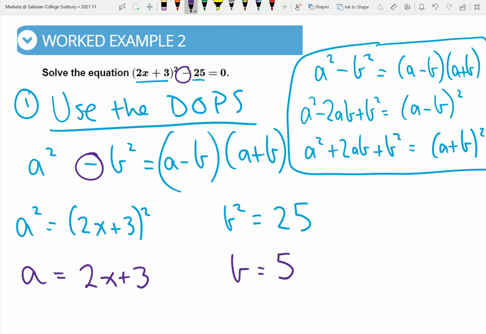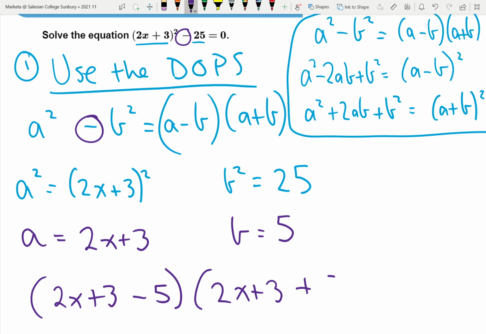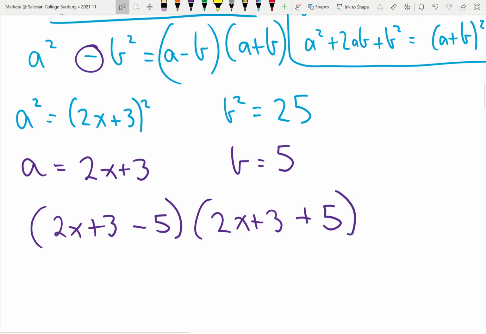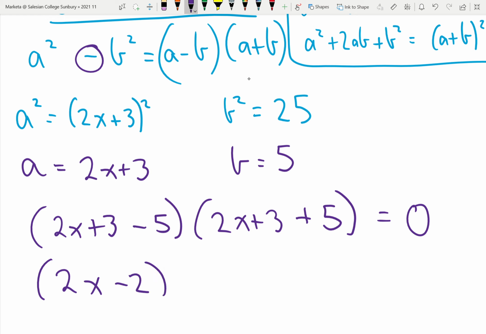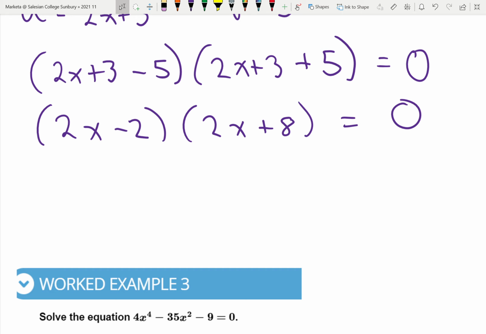So now we can just pop them into a minus b, a plus b. So a, 2x plus 3, minus b, which is 5, and then a plus b. Let's make it look a little nicer: 2x minus 2 and 2x plus 8. If it was an expression, if we weren't solving, you'd want to remove the 2 from each of those. But you don't need to if we're solving, because when we solve, we're going to be accounting for those 2's anyway. So let's use the null factor law.